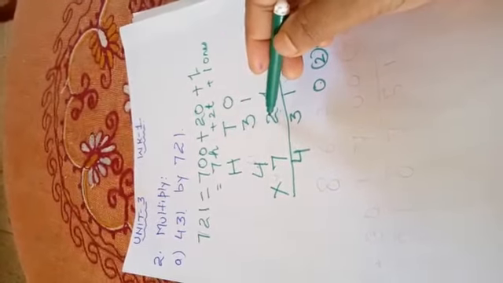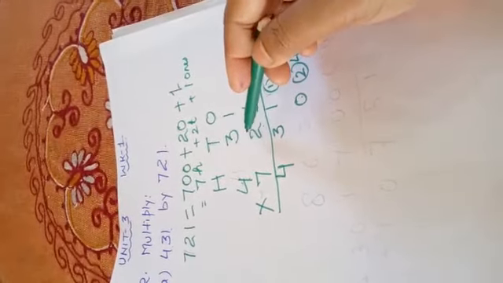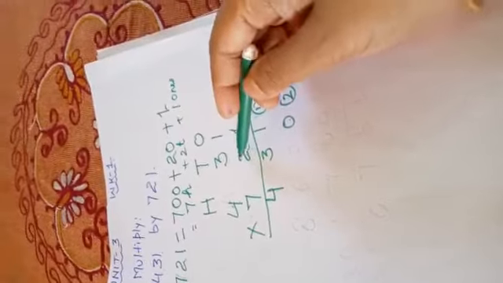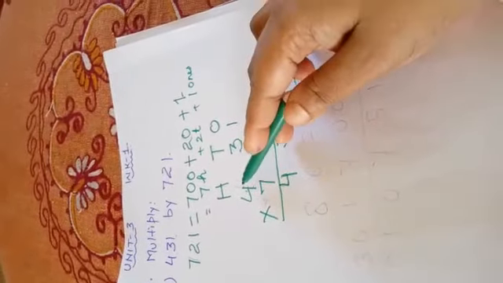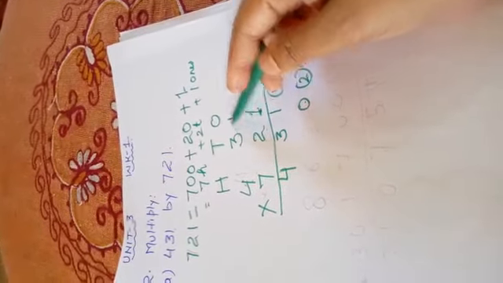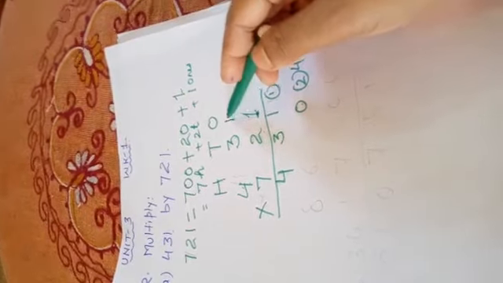Now we will start to use the multiplication table of 2 in order to multiply 431, that is the multiplicand.